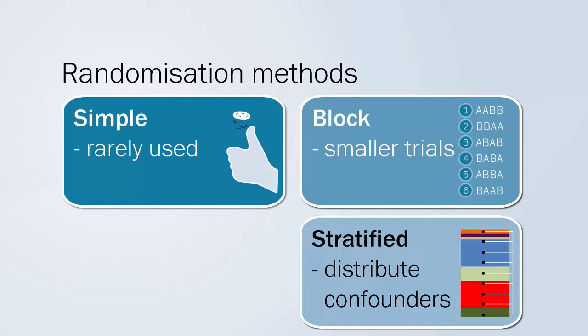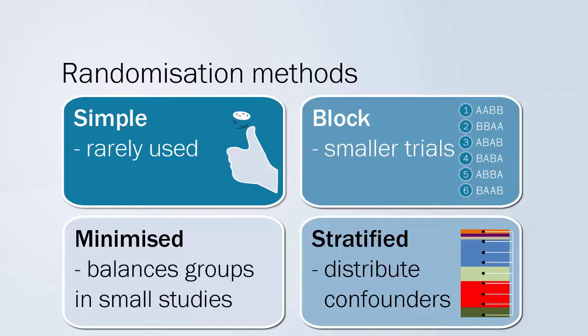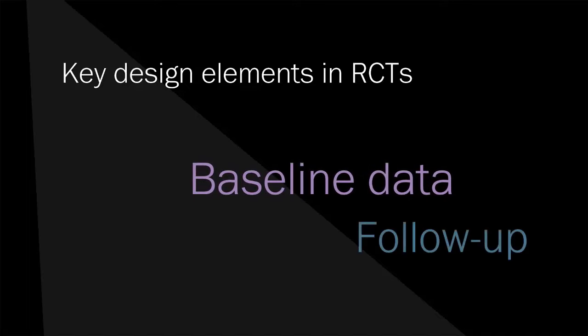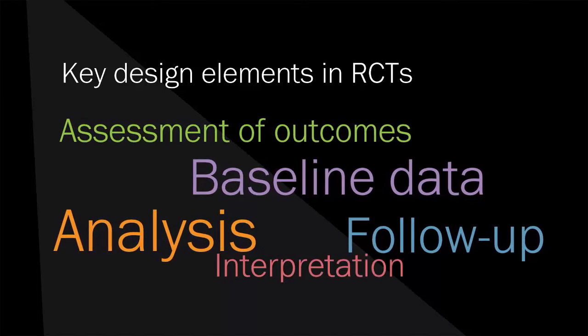There are a limited number of factors that can be balanced by stratification. This is because of the potential for small numbers of subjects within each stratum. If a trial is taking part in different clinics, stratification is always by clinic. Minimized randomization. This method can be used when the study is small and simple randomization will not result in balanced groups. The key design elements in RCTs are baseline data, follow-up, assessment of outcomes, analysis, interpretation.